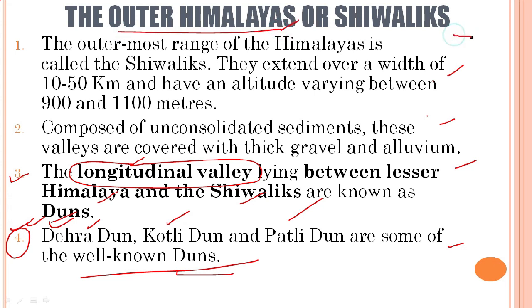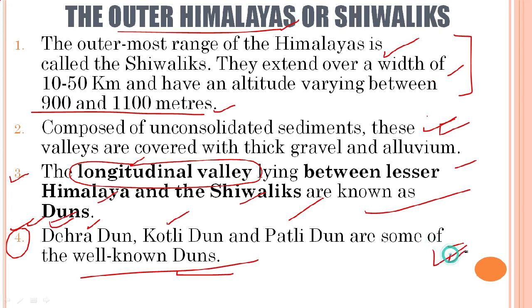So first, what do we see? What is the average width of the outer Himalayas range? Second, what is the altitude variation of the outer Himalayas? Third, which kinds of sediments are these mountain ranges composed of? Fourth, what are known as dunes, and fifth, mention some famous examples of dunes.